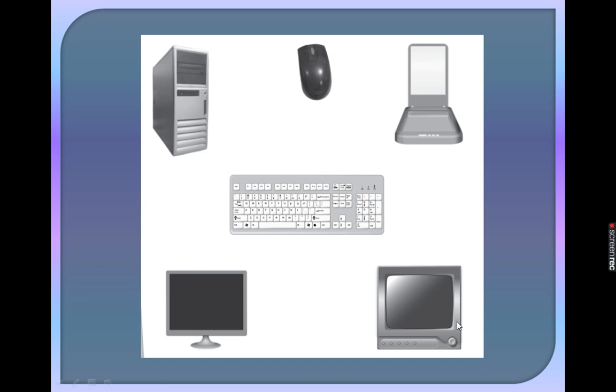So here you have different pictures. Most of the things are parts of a computer, but one is odd. Shall we find it out? Okay, what is this? CPU box. This one, mouse. This one, scanner. This one, keyboard, monitor, TV. So this is the odd one.